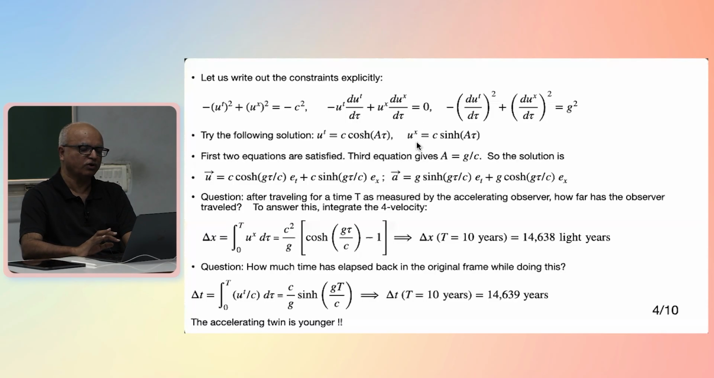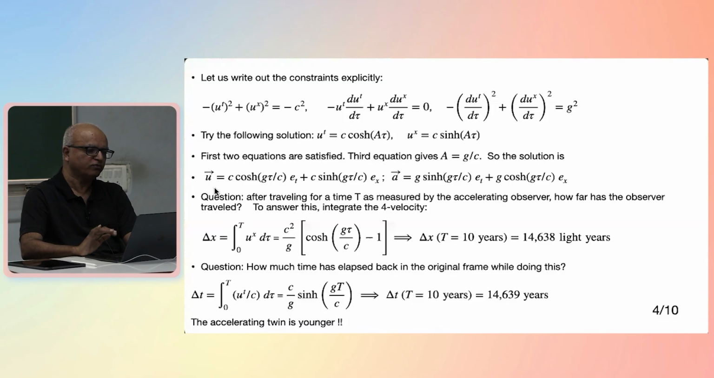Ux time derivative is cos into sin, so obviously this will cancel. The first equation is satisfied, second equation is satisfied. Let me do this one here. You can very easily check that this will be satisfied so long as, because if I differentiate, a will come out, there is a c in front, ac is g, so a is g by c. So, I have solved this system, these 3 equations, by this hyperbolic solution, where a is g by c.